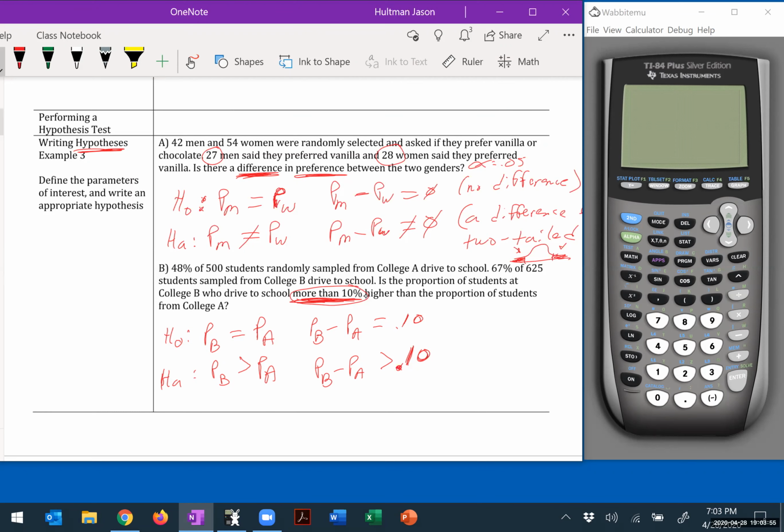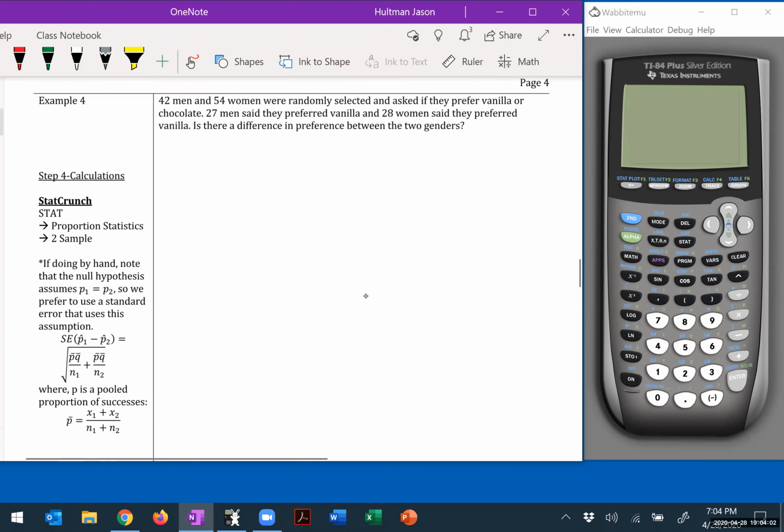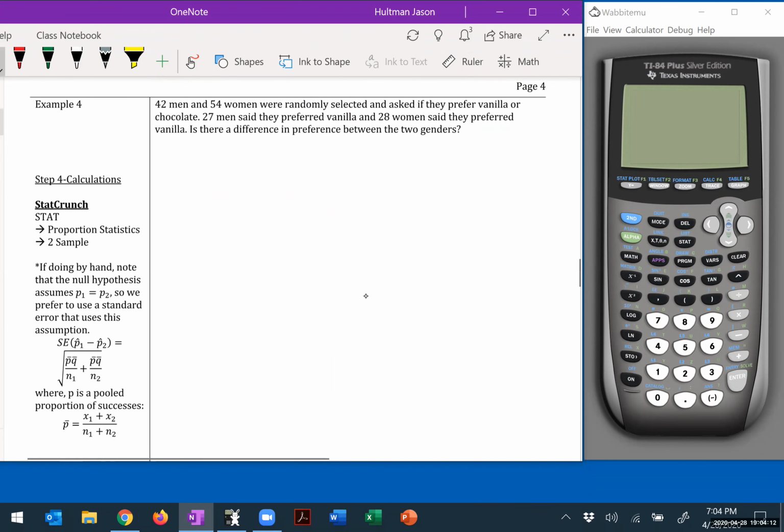Okay, let's do example 4 here. We'll go back to vanilla and chocolate here. So we want to write a hypothesis test for there. Is there a difference in the preference between the two genders? Is there a difference? Okay, so what do we get?